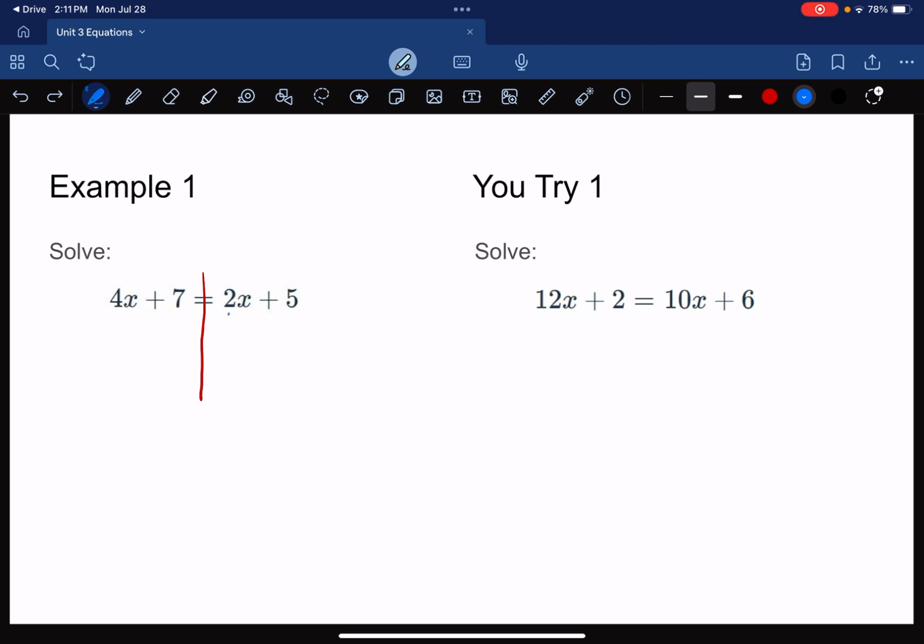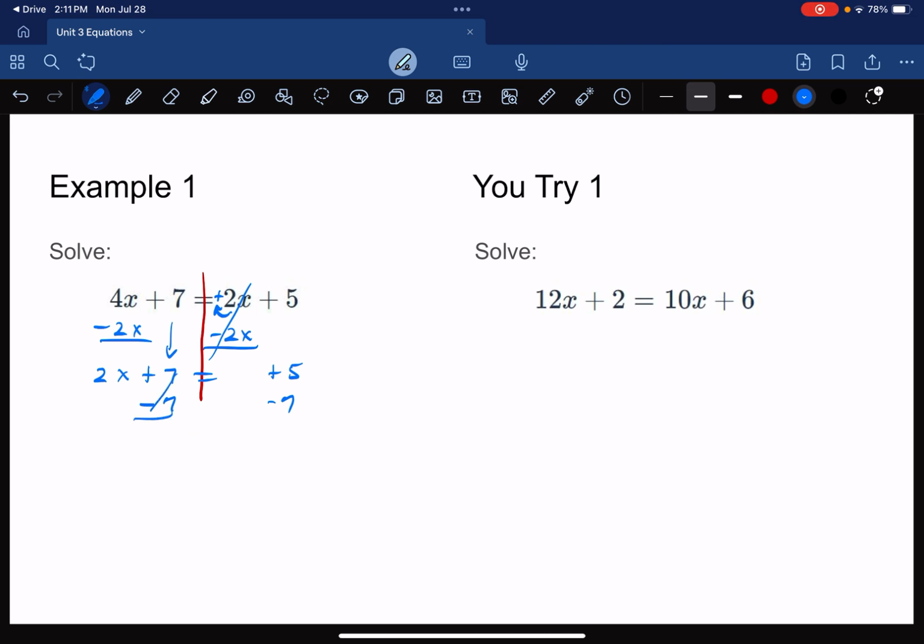If there's no sign there, it's a plus. So I have to subtract 2x here and subtract 2x from its like term over there. So here they cancel, and here I just get 2x. And I still have a positive 7, and I still have an equal, and I still have a positive 5. Now the 7 and the 5 belong together. They're constants. They don't have a variable. So the plus 7 connected with addition gets subtracted.